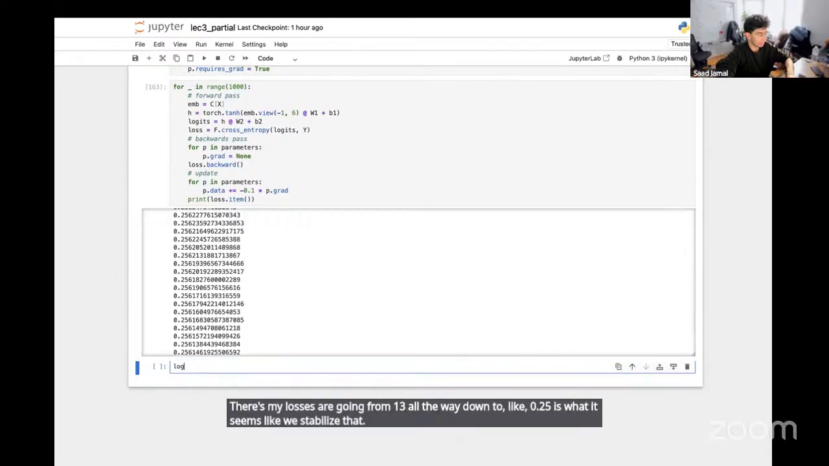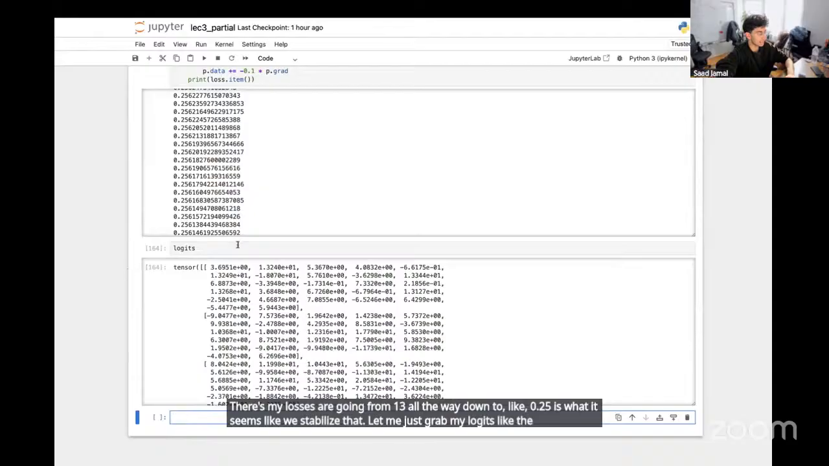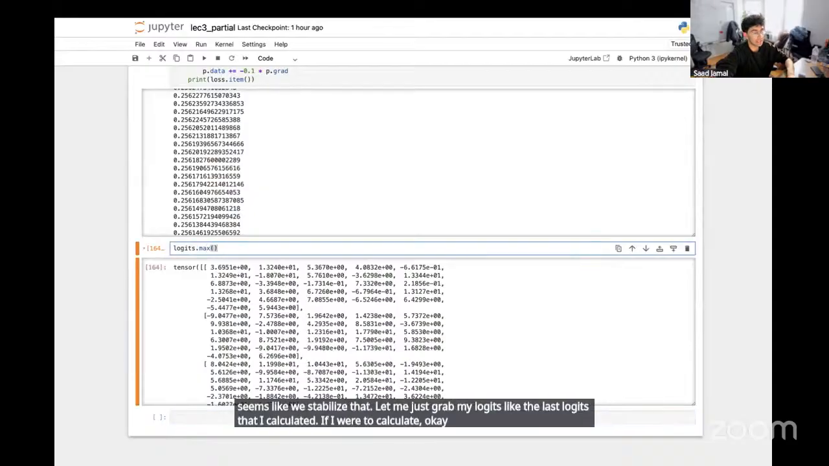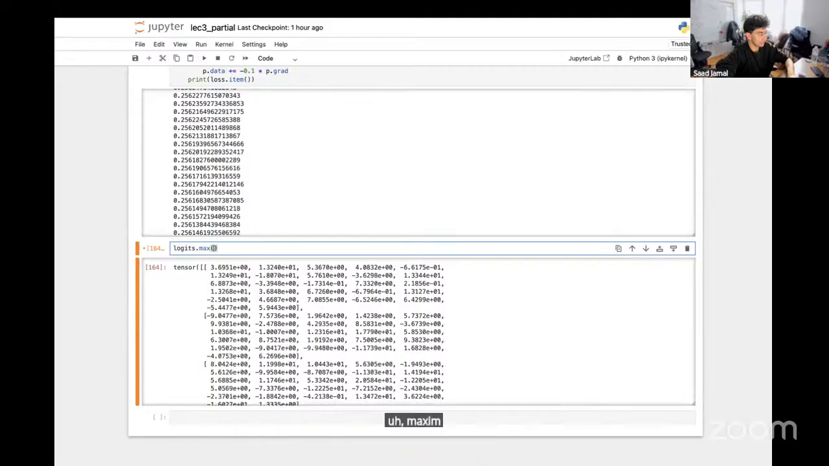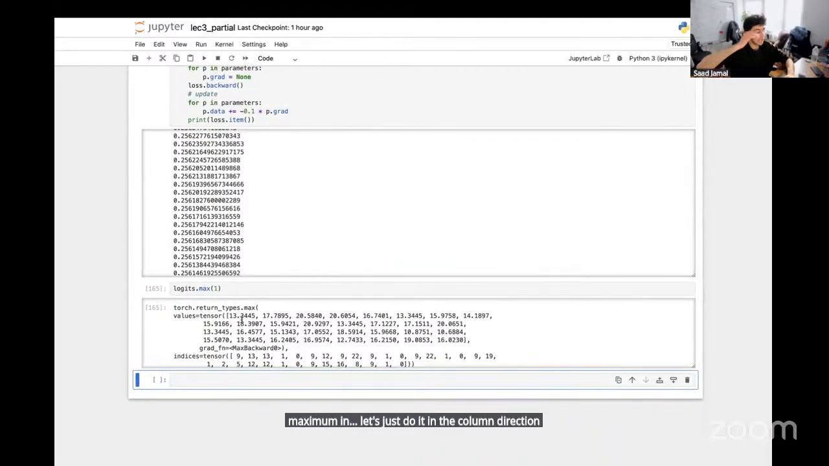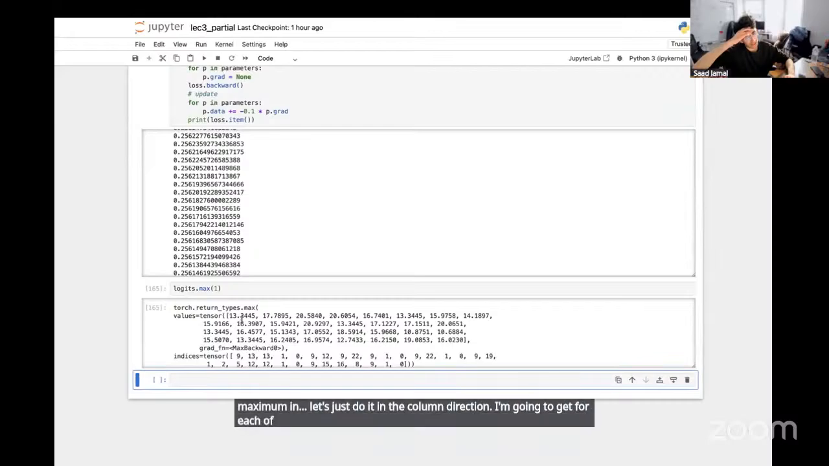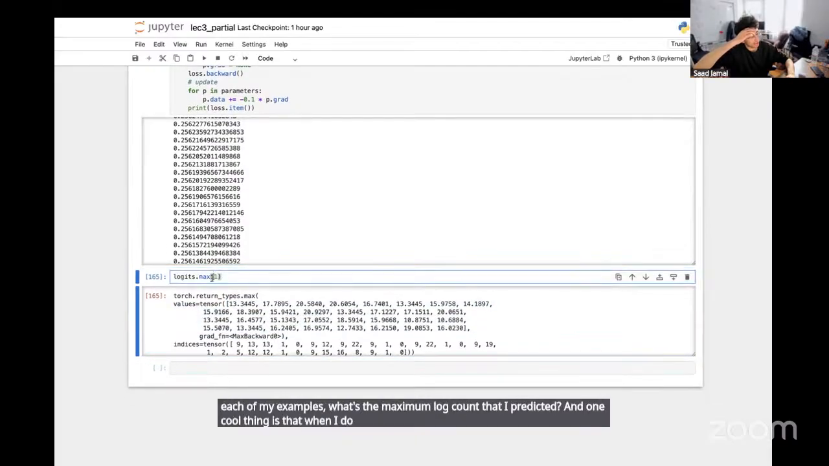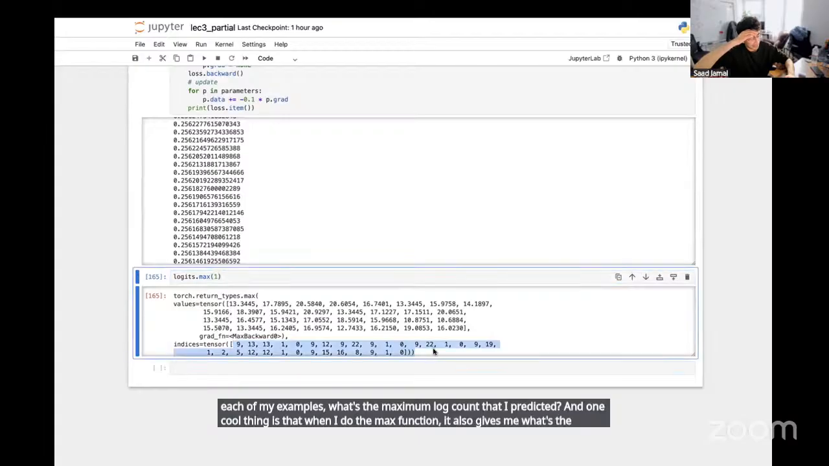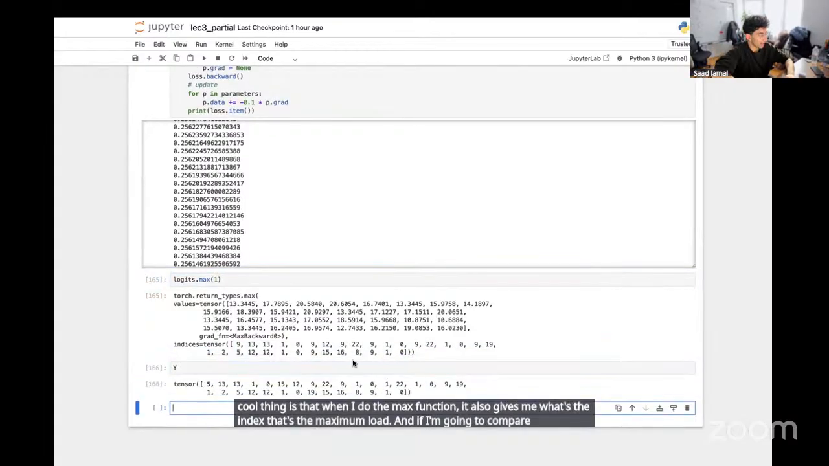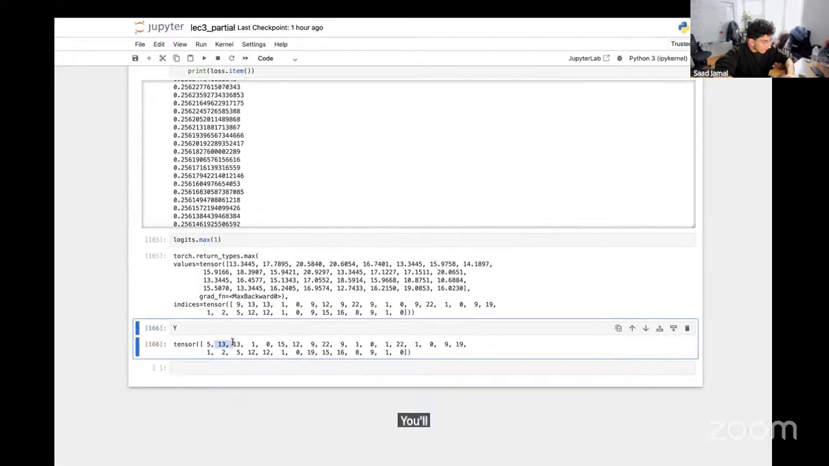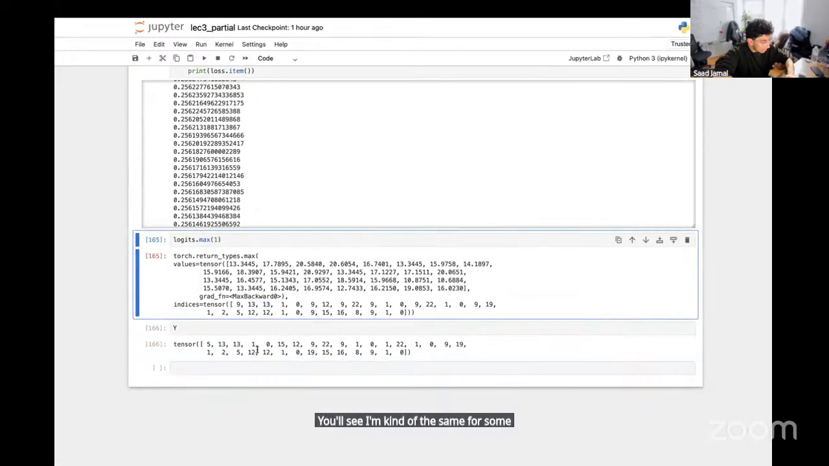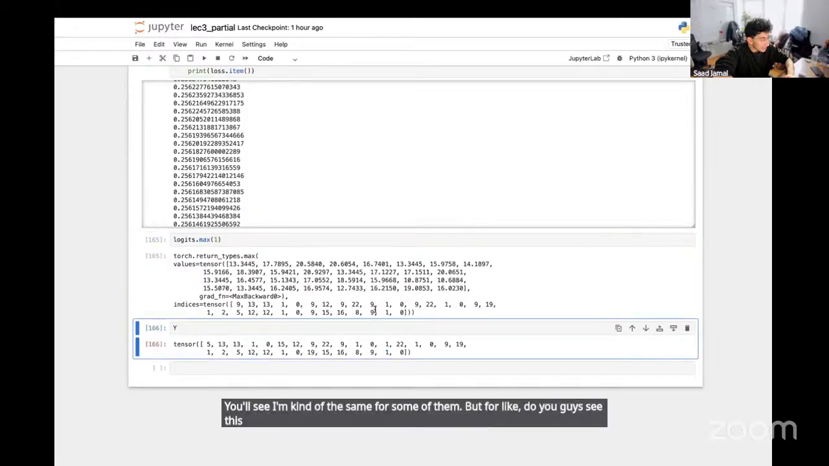Let me just grab the last logits that I calculated. If I were to calculate the maximum in the column direction, I'm going to get for each of my examples the maximum logit that I predicted. And one cool thing is that when I do the max function, it also gives me the index that's the maximum logit. And if I compare this to y, you'll see I'm the same for some of them. Do you guys see this? For a lot of the entries I'm the same, but for some of them I'm different, right?